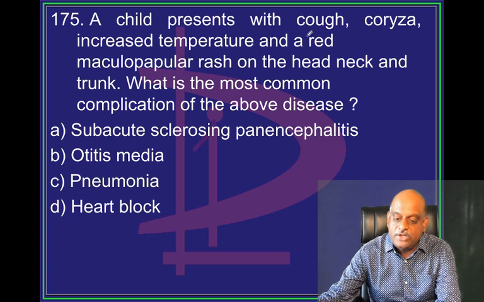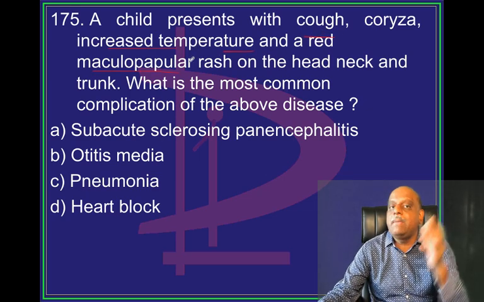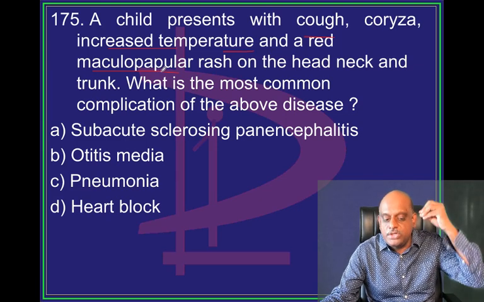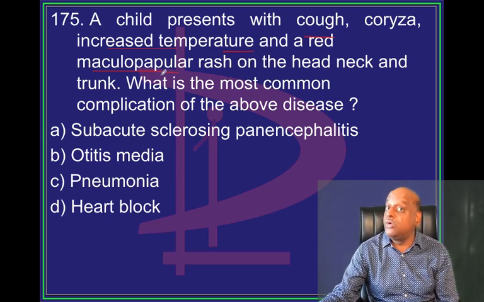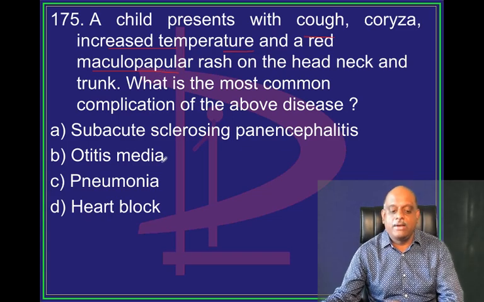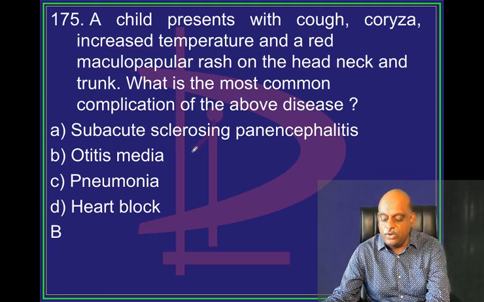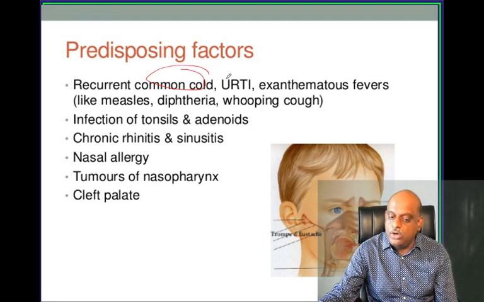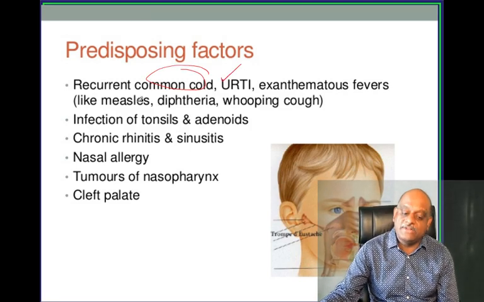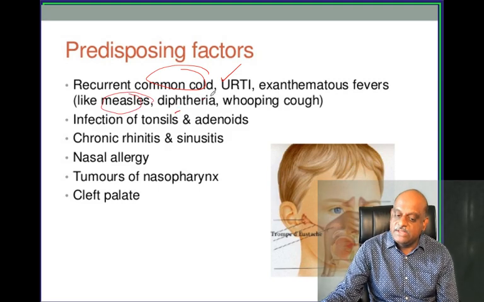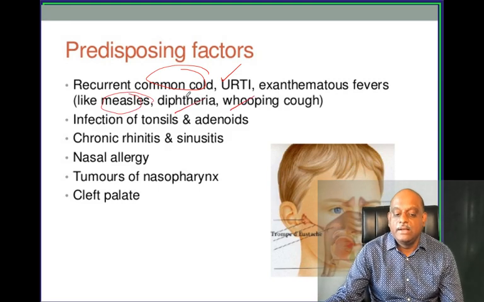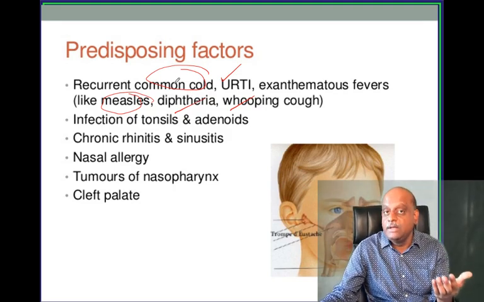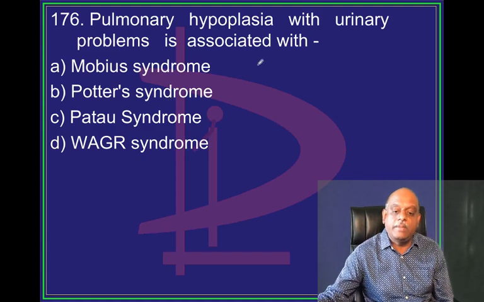Now, excessive eating of non-nutritive substances, dirt, ice, that is called pica. A child presents with cough, coryza, increased temperature, red maculopapular rash, that is measles. Most common complication, not most severe, most common complication, that is the trick. It is otitis media. So any recurrent common cold, upper respiratory infection, exanthematous infections, measles, diphtheria, whooping cough, they are the predisposing factors for the development of the otitis media, is what you need to remember.